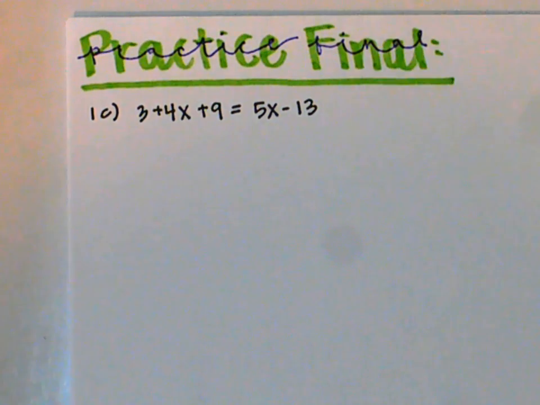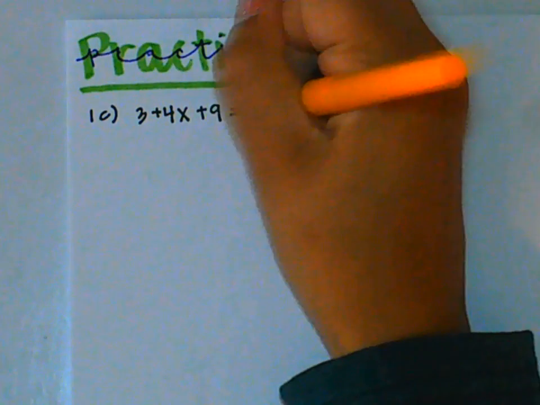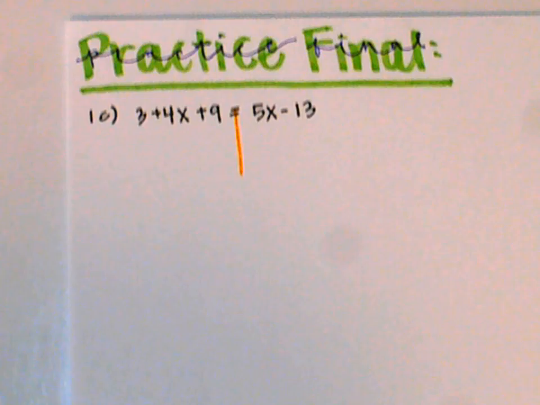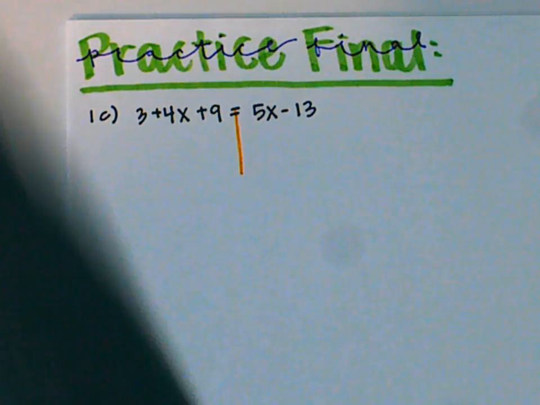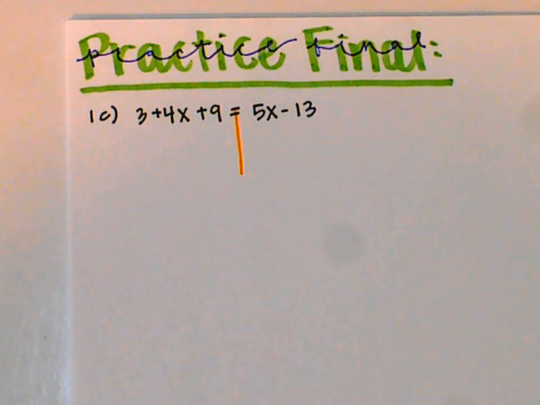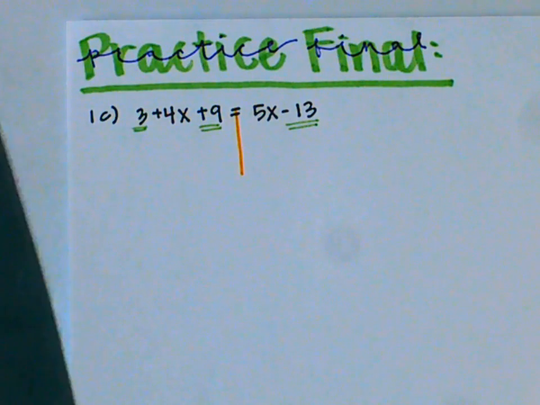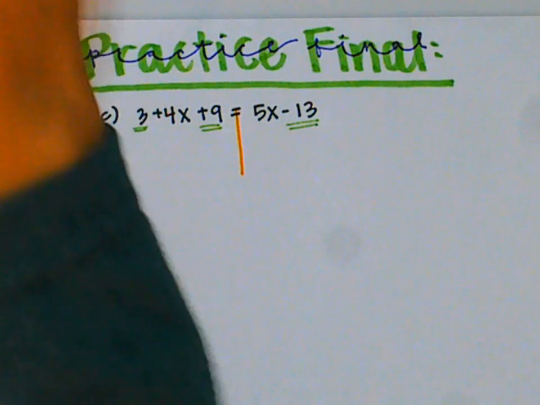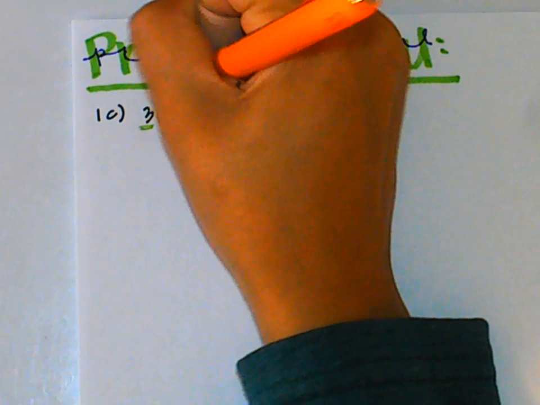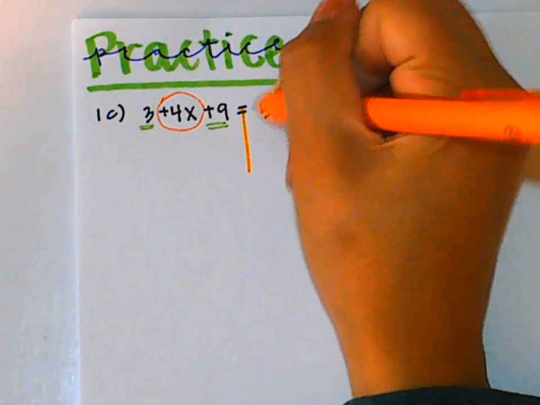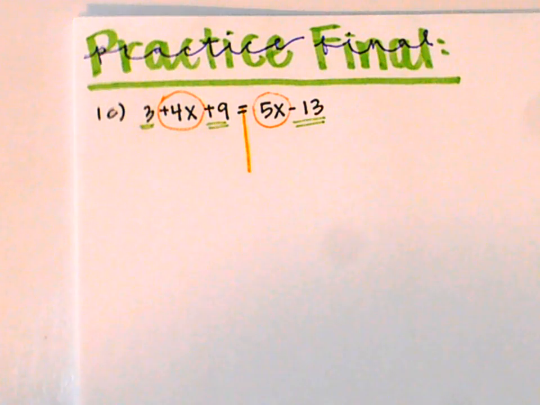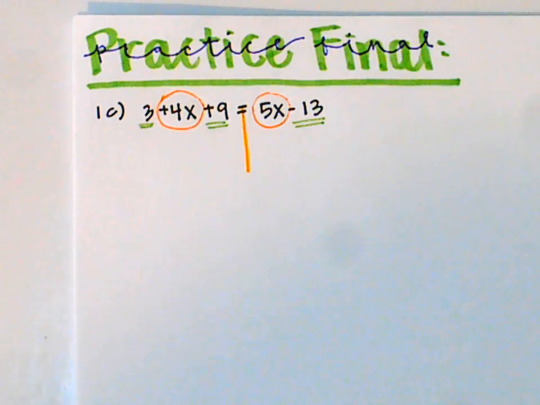So starting off with 1C, remember that with this, we want to start off with combining like terms. So I'm going to go through and identify what those like terms are. I noticed that this here is a number, and then a number. But I also have things with variables. So this is a variable, and this has a variable. That means that I'm going to be combining the numbers with themselves and the variables with themselves.